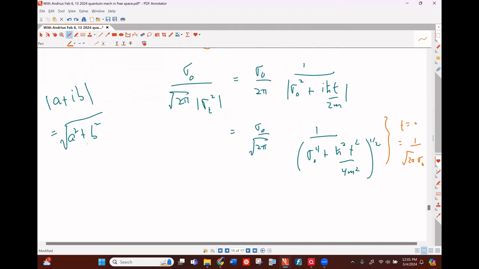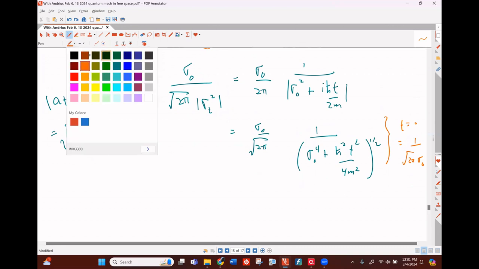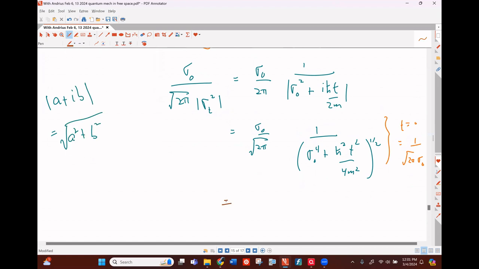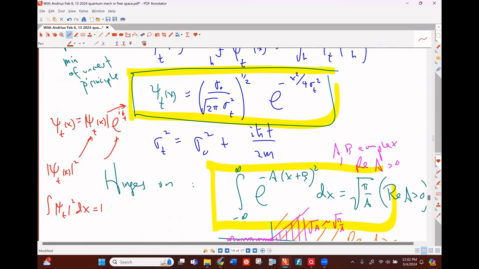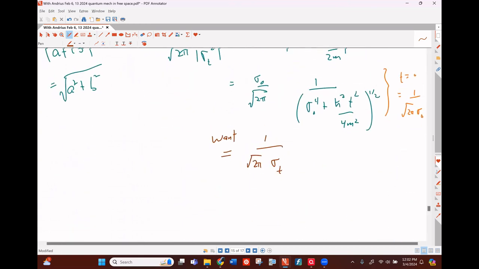Okay. So, but what I want to do is write this. We're going to be a little bit clever here. You want this to look like this, 1 over the square root of 2 pi times, and I need some notation for it. I guess I'm just going to call it sigma t. Better not call it sigma t, because I've already used that. Let's not use that.